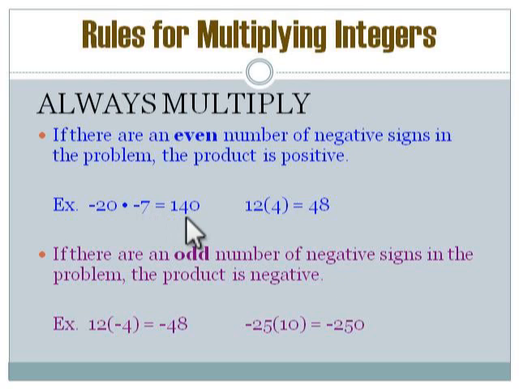So if there are an even number of negative signs in the problem, then the product will be positive. For example, negative 20 times negative 7, that's two negative numbers. The number 2 is an even number, so we have a positive answer.